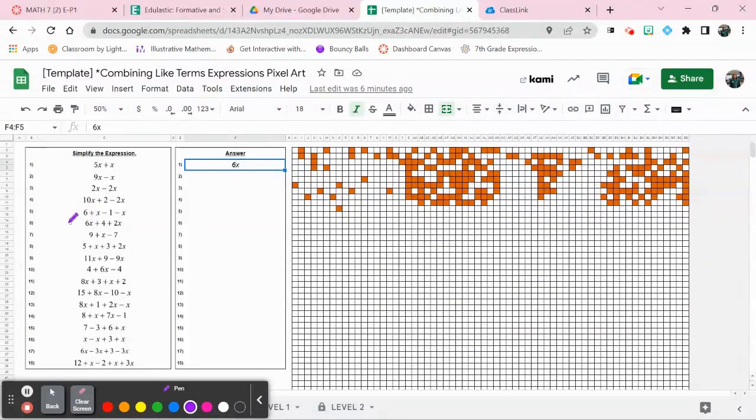Number 6 gave us 6x's plus 4 plus 2x's. Again, I go through, I have no subtraction. I can reorder this if I want. Put my x's with my x's to make it easier using that associative property of addition. Okay? Or I could use my shapes.